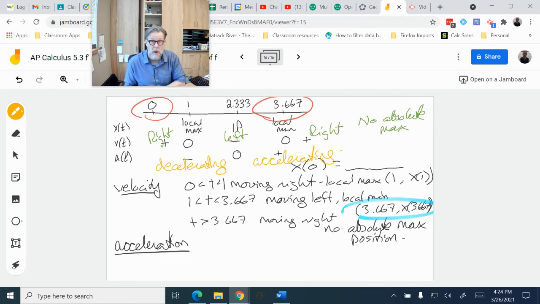This is a pretty common problem to see, this velocity of a particle problem. So go ahead and do exercise 25, and we will be back in the next video with the second derivative test.